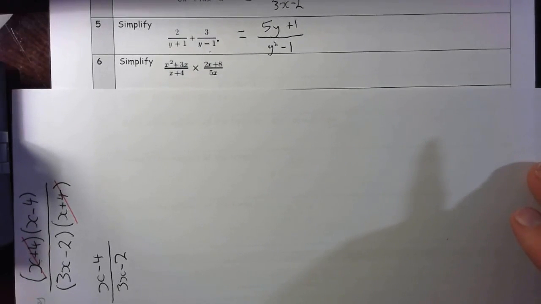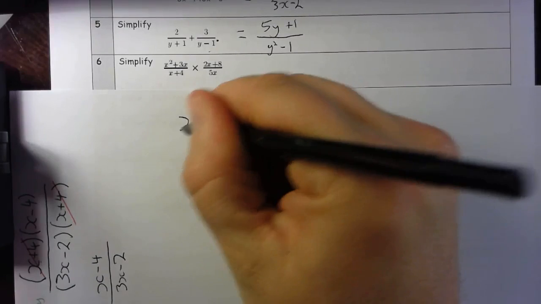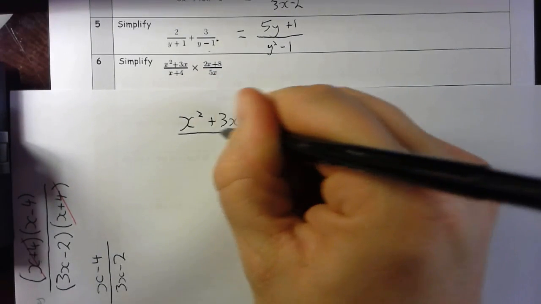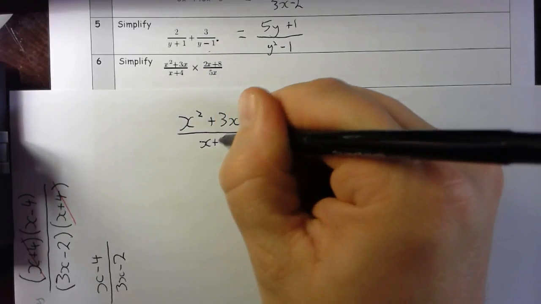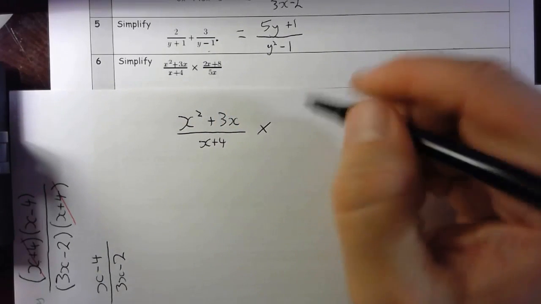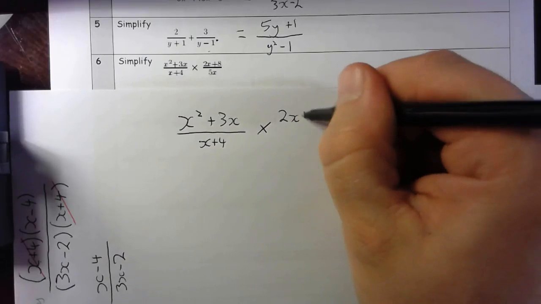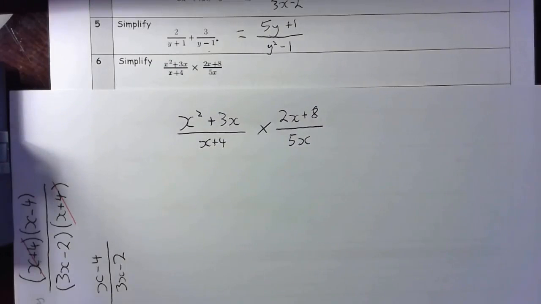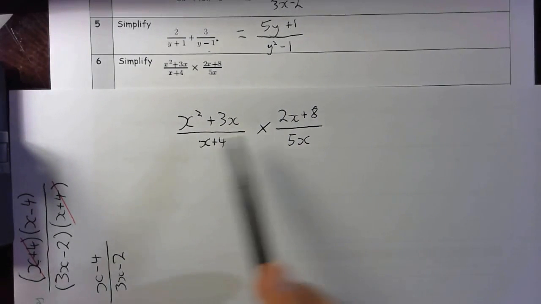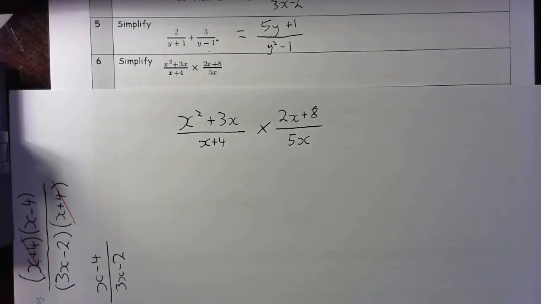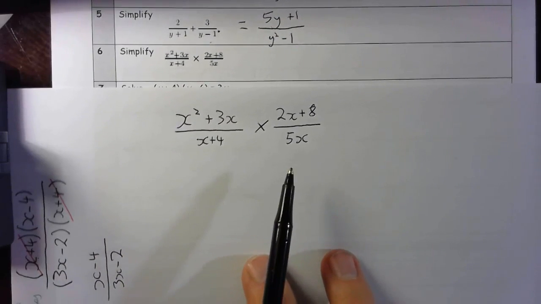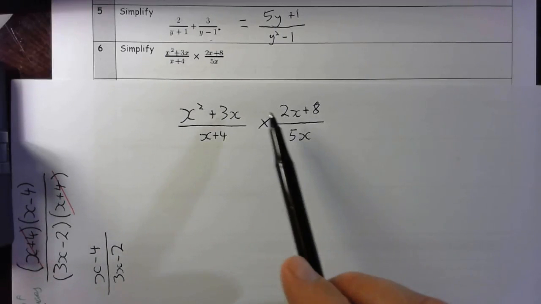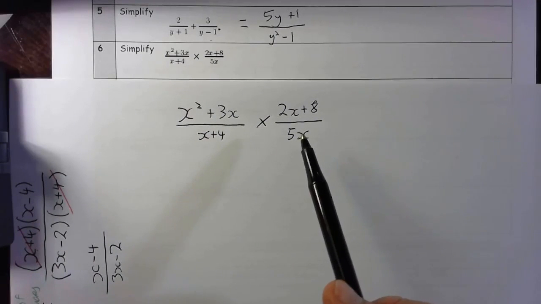So, x squared plus 3x over x plus 4, times by 2x plus 8 over 5x. Now the easy thing about this one is that it's just multiplying fractions together. And to do that, I don't need to think about a common denominator or anything, just to multiply the top by the top and the bottom by the bottom.